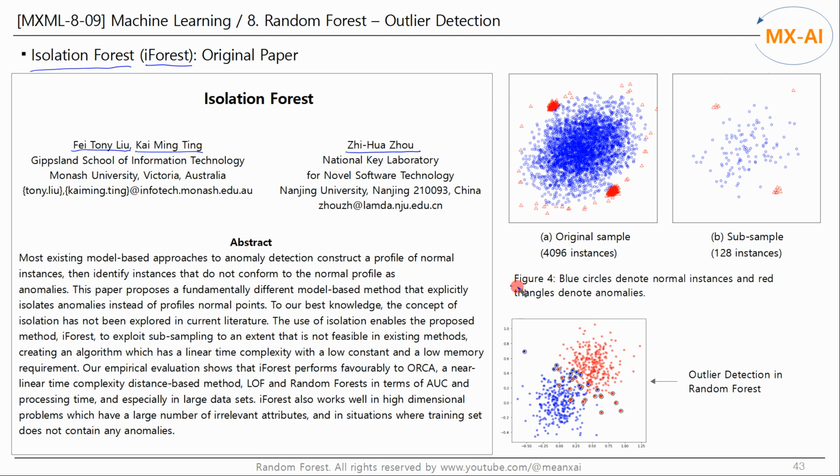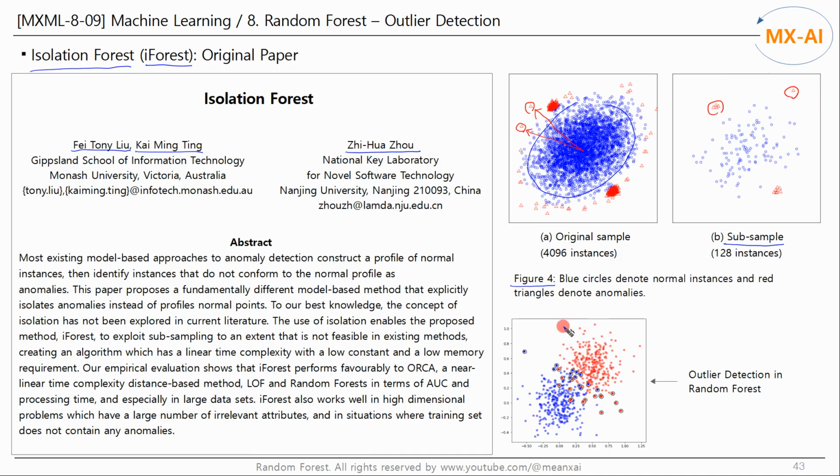The following figure, taken from the original paper, shows the outlier detection results. The blue points represent normal samples, and the red points represent outliers. You can see that the detected outliers are located far away from the overall data distribution. The figure on the right shows the result obtained from a random subsample. These samples were identified as outliers.